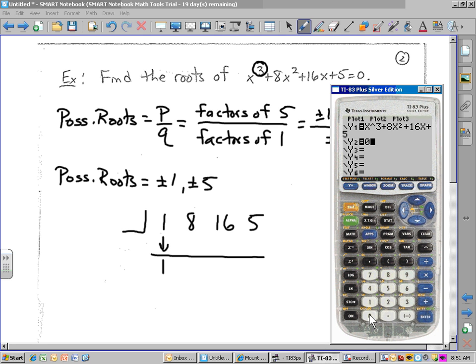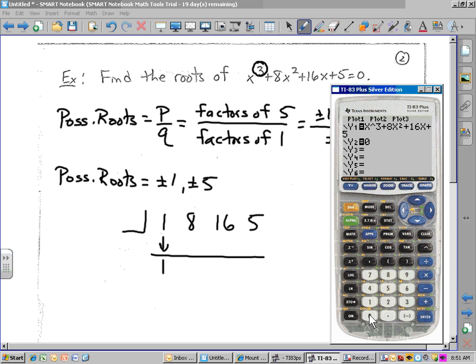And I'm going to set y2 equal to 0. Two reasons. One, the polynomial is equal to 0. That's how you find the roots. Two, in order to calculate the roots, I'm going to use the intersection.